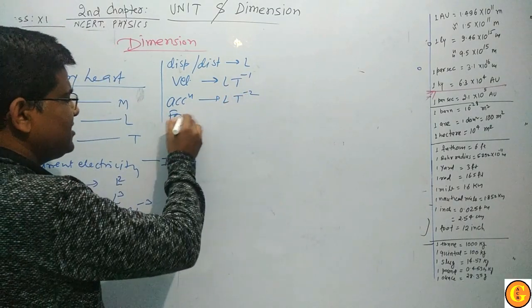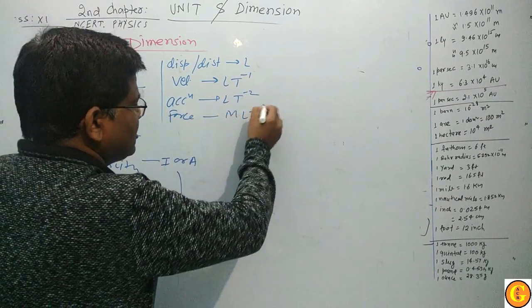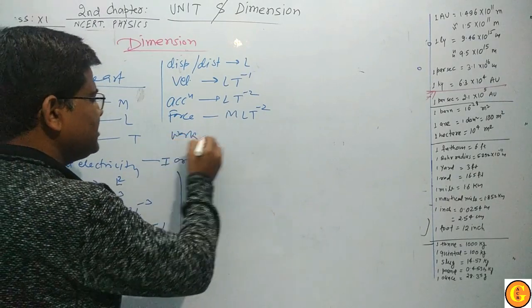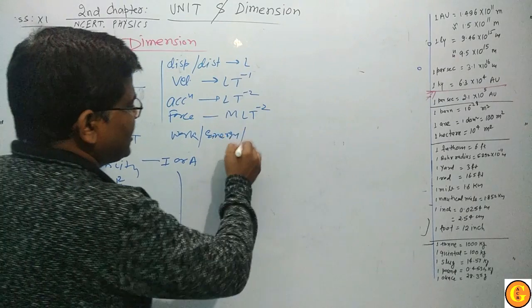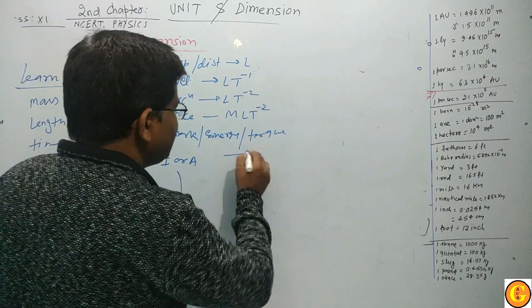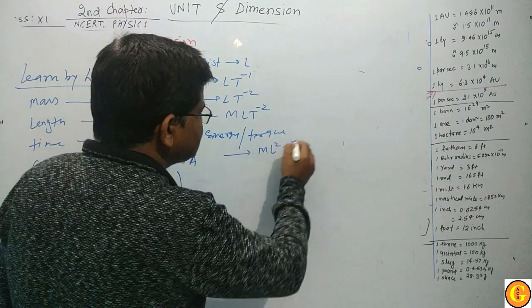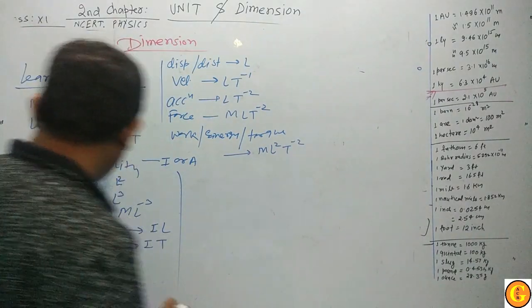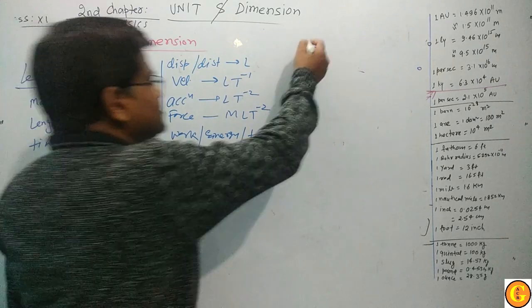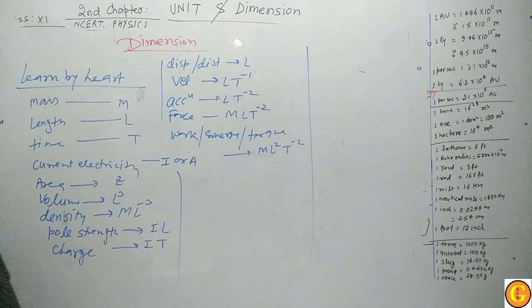acceleration is L T^-2, force is M L T^-2, and work, either energy or torque, is M L^2 T^-2. And more things, just wait further.